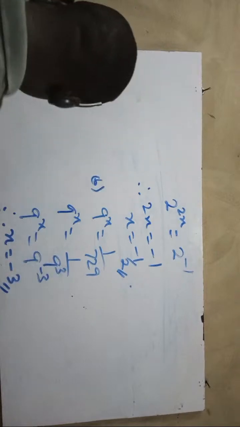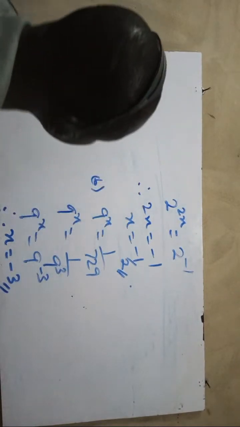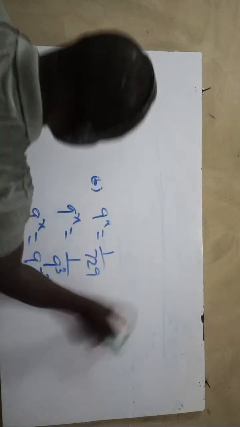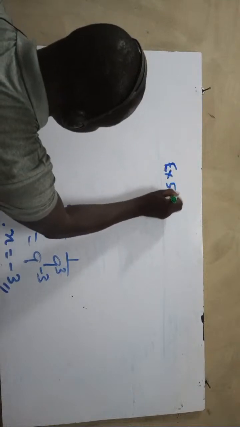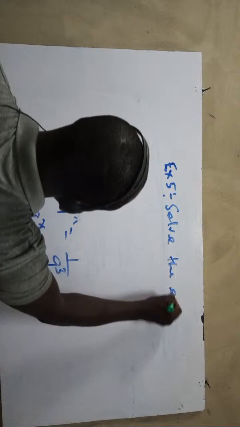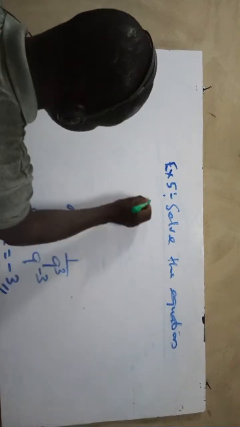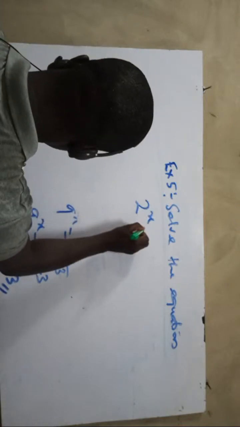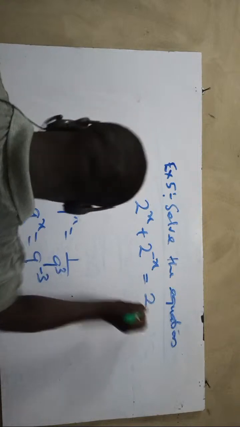Then let me introduce another example. Though it's simple, we have to be very careful. So let's see example 5. Solve the equation. For instance, if you have something like 2^x plus 2 raised to power minus x is equal to 2. So how do we solve this type of problem?